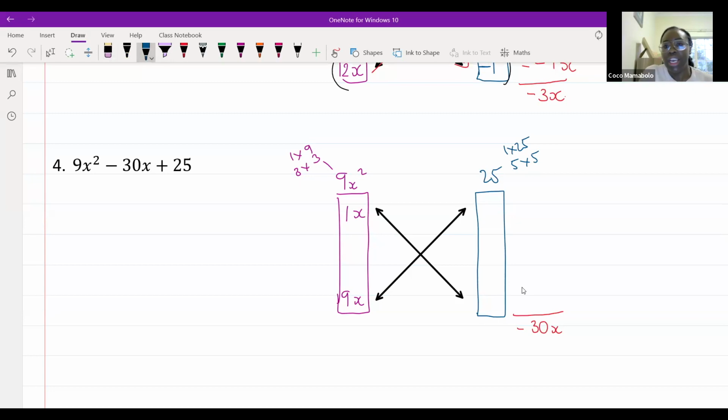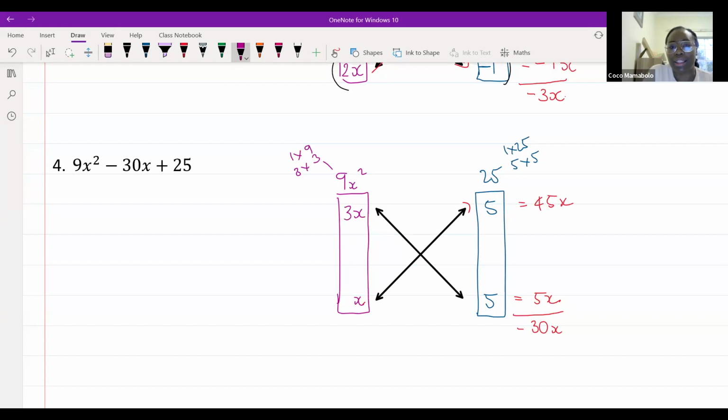Let's try 5 times 5. Let's try 5 and 5. 9 times 5 will give us 45x. 1 times 5 is equal to 5x. We're still missing it. We're at 40x and not 30x. So that's not going to work. So clearly, these numbers are not the problem. These two numbers are the problem. So let's switch these two around.